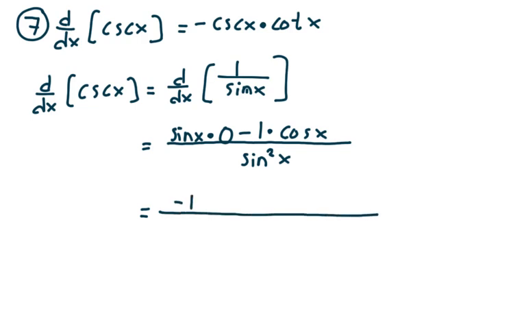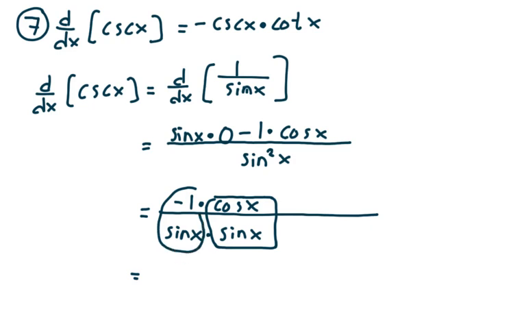So this is negative 1 times cosine x divided by sine of x times itself. You know what I mean? So cosine x over sine x is cotangent x. Negative 1 over sine x is negative cosecant x.